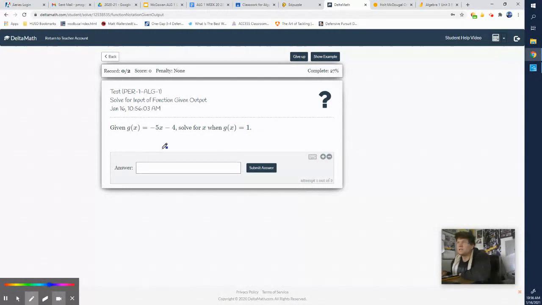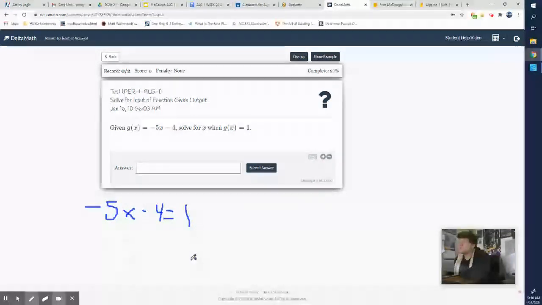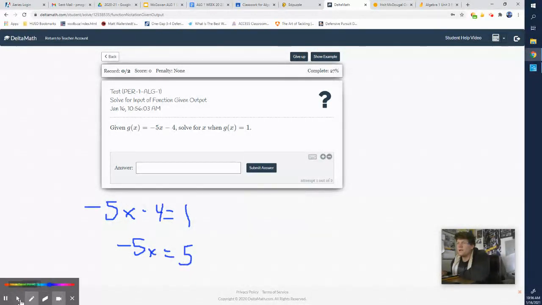So right now, we're going to set up an equation. I have -5x minus 4 equals the number they give to us, which in this case is a +1. And then I'm solving this equation. So get rid of that -4 by adding, which means I have -5x equals 1 plus 4, which equals 5. And then get rid of that times -5 by dividing. 5 divided by -5 gives us our answer of -1.